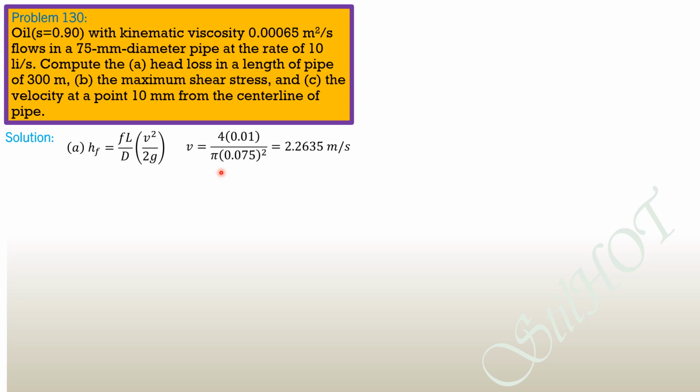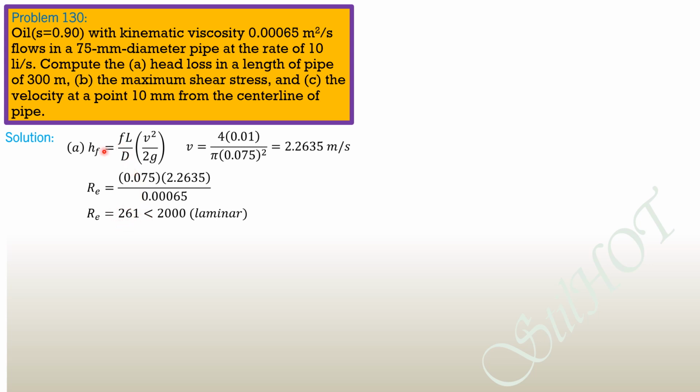We then compute the Reynolds number, which is diameter times mean velocity of flow divided by kinematic viscosity. So Reynolds number is diameter 0.075, mean velocity of flow 2.2635 over kinematic viscosity 0.00065. So the Reynolds number is equal to 261, which is less than 2000, and therefore the flow is laminar. The friction factor for laminar flow is 64 divided by 261.